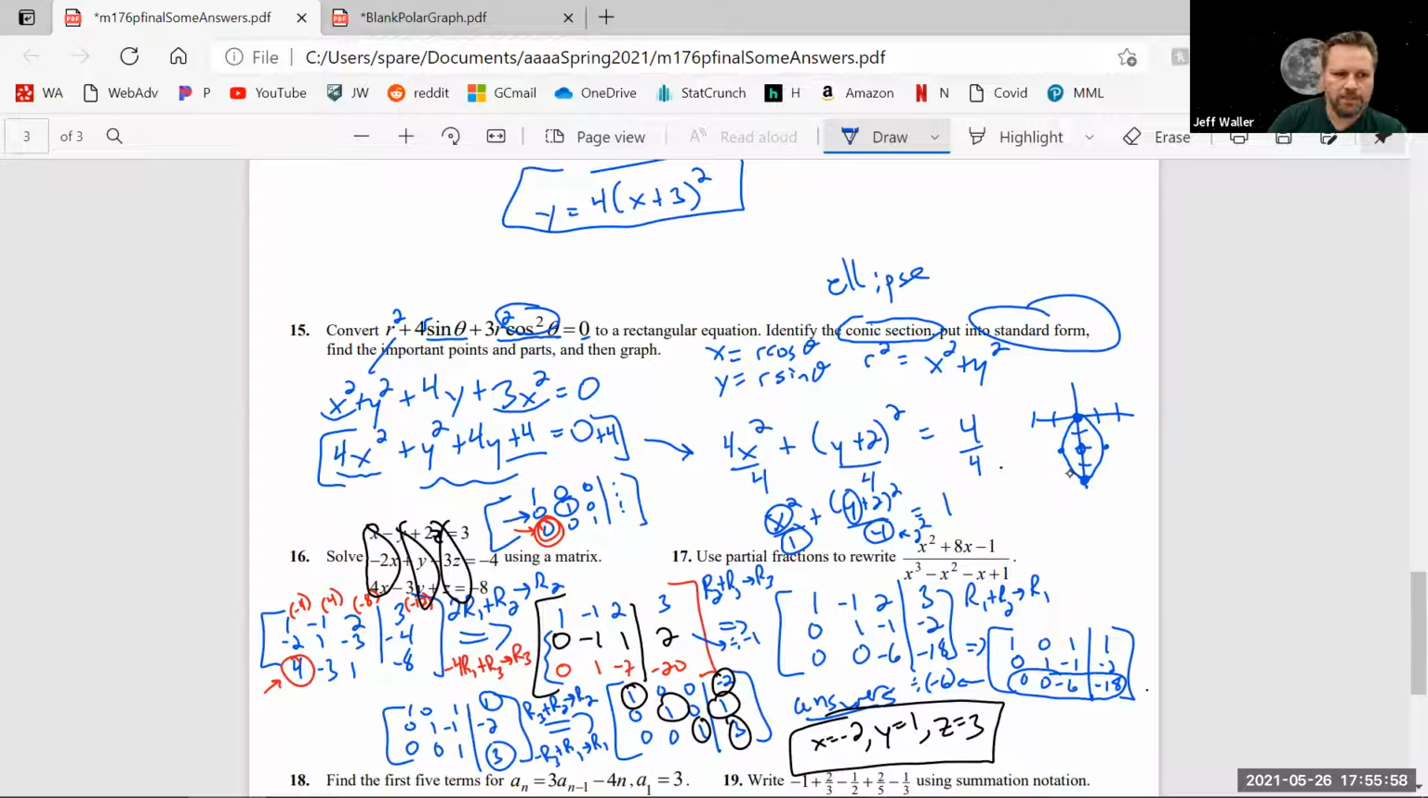So an ellipse: x squared over a squared plus y squared over b squared equals 1. A is how much I go left and right. B is how much I go up and down. And this would be centered at the origin. So anything that's in with the x or the y just moves the center in whatever direction.